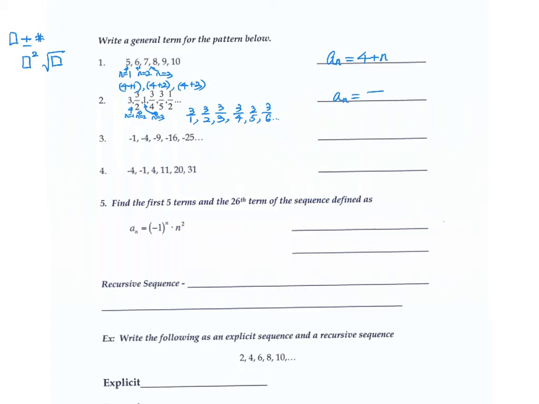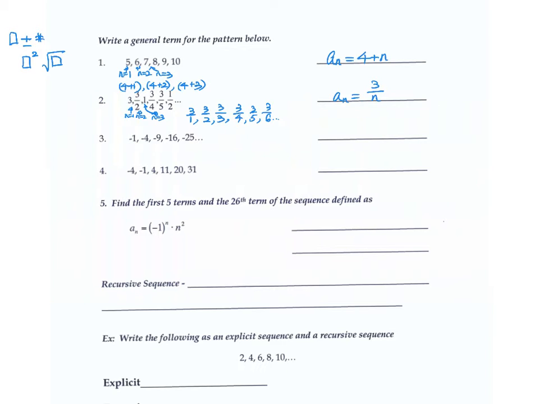So the numerator is a constant 3. The denominator changes as the value of n changes. And in fact, the denominator is the value of n. So that's how we get that one.